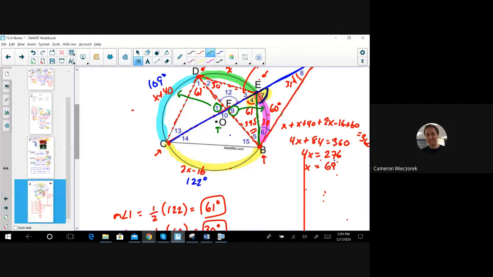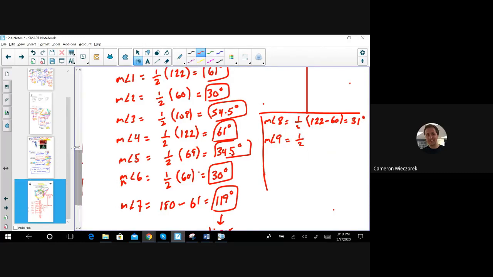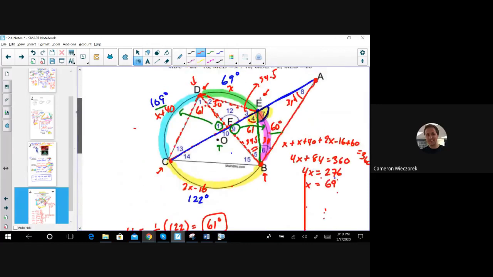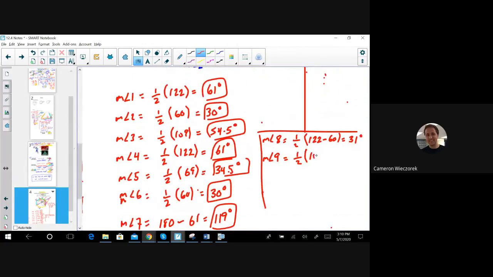This one is very similar to the last one we just did, but instead of subtracting the arcs, we want to add them and divide by 2. I'm just averaging those two arc measures. So I'm going to add up 109 plus 60, and then divide it by 2. The measure of angle 9 is 1/2 the blue arc plus the pink arc, 60 plus 109. And that's going to be 84.5.